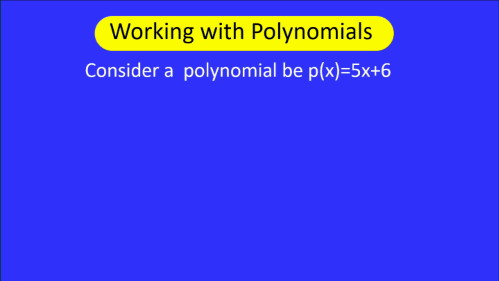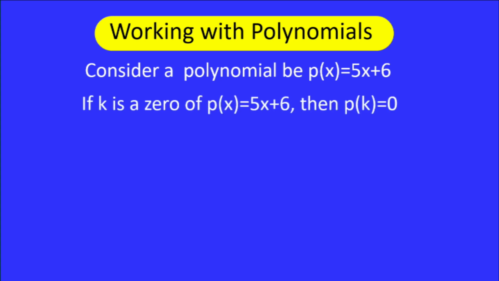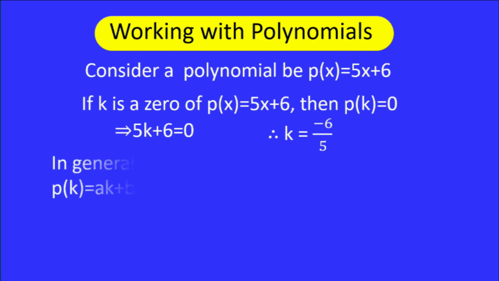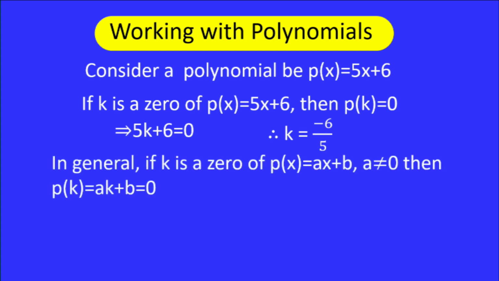Okay. Now, we have to see how polynomials appear in their geometrical representation. Let us have one linear polynomial, that is p of x is equal to 5x plus 6. Now, if k is a zero of p of x is equal to 5x plus 6, then p of k is equal to 0. Hence, substituting k in the place of x, we get 5k plus 6 equal to 0. By transposing the constant to the right side, 5k is equal to minus 6, and the next step, k is equal to minus 6 by 5. Now, this minus 6 by 5 is the zero of this polynomial.